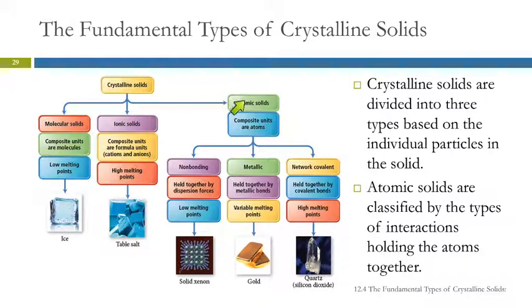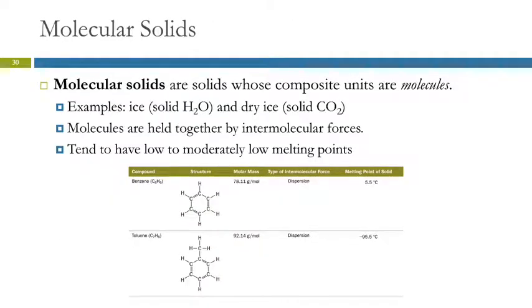Atomic solids are subdivided into three more categories: non-bonding, metallic, and network covalent. And we'll talk about each of these individually. So molecular solids. Examples are solid water, ice, and dry ice, which is solid CO2. We have individual molecules, covalently bonded atoms, discrete molecules that are in the solid form.